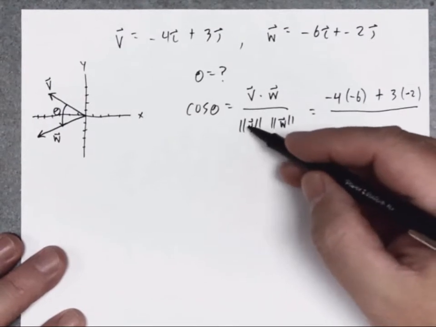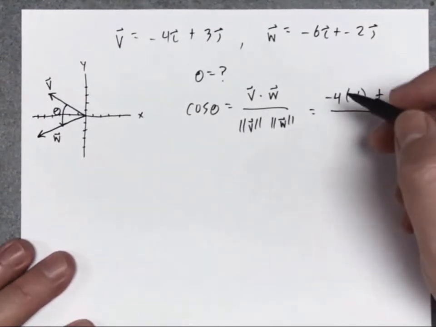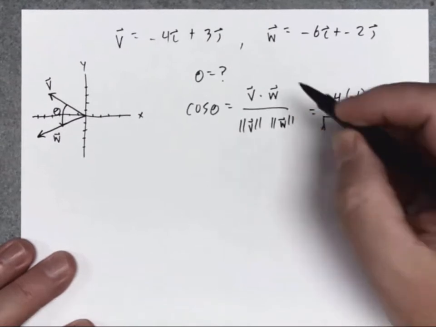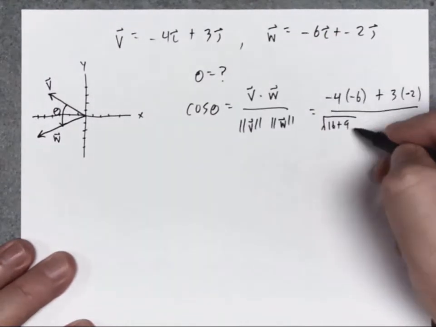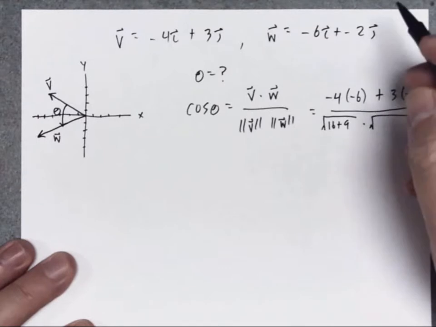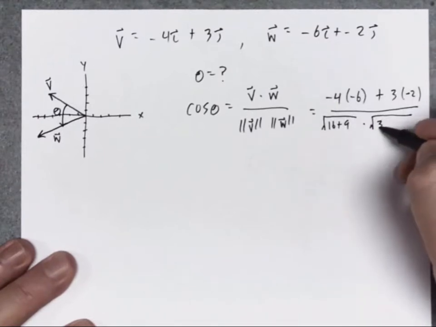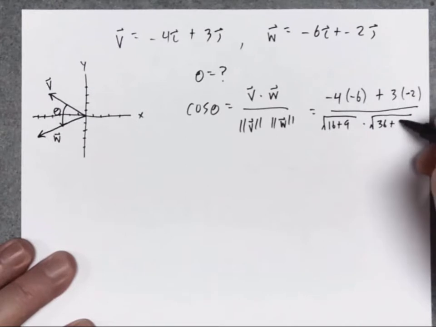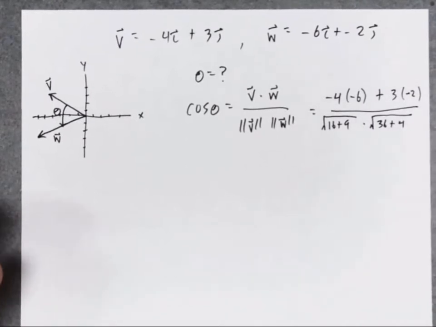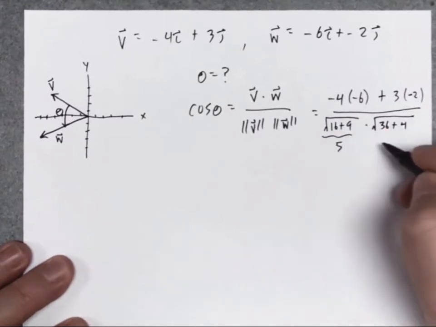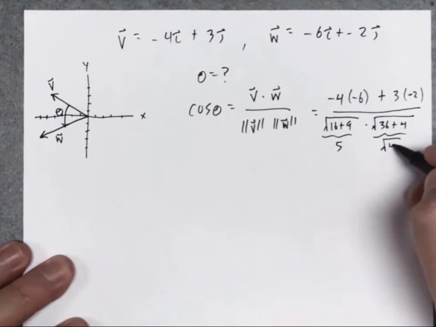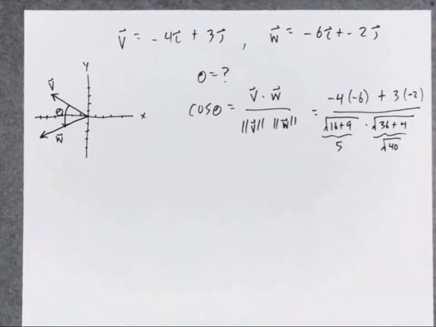Magnitudes, right? Magnitudes are where you take the square roots of the i and j parts squared. So negative 4 squared would be 16. 3 squared is 9. Negative 6 squared is 36. Negative 2 squared is 4. So now, of course, this becomes square root of 25, which is just 5. And this is square root of 40. I could simplify this, but because I'm going to use my calculator, it doesn't really serve me any purpose.